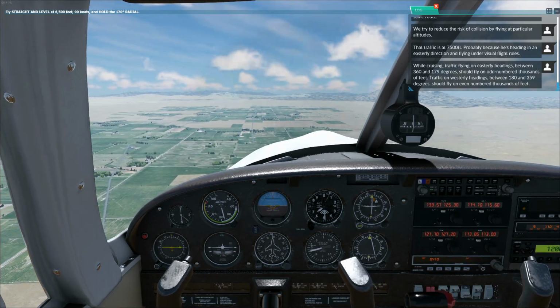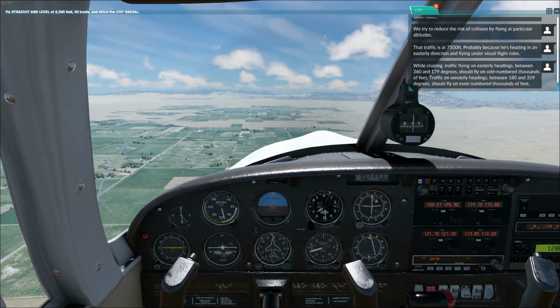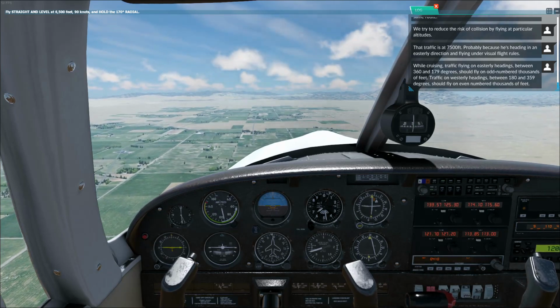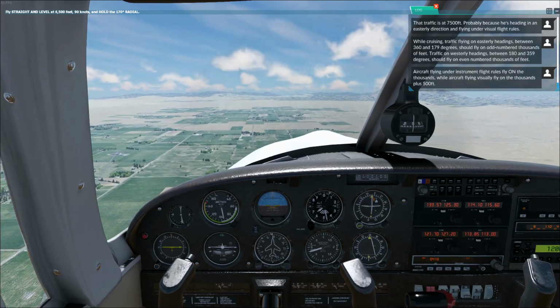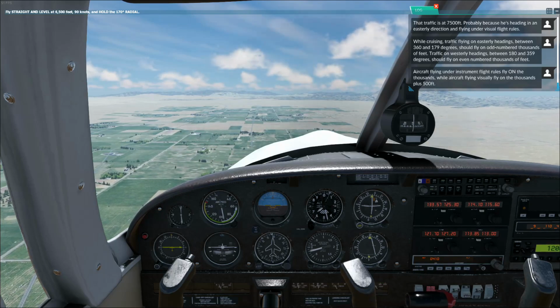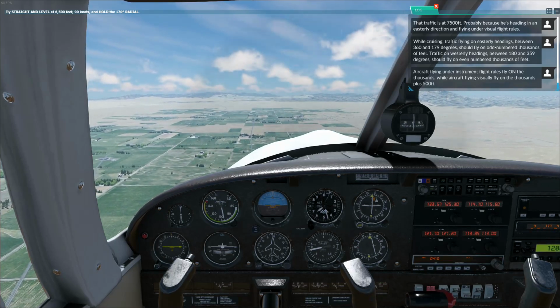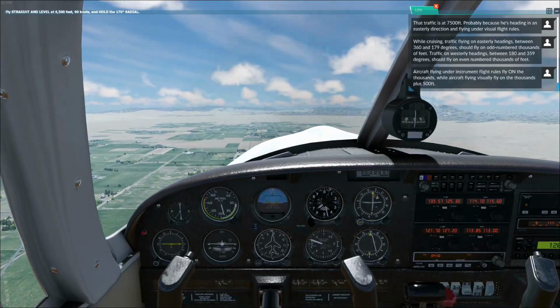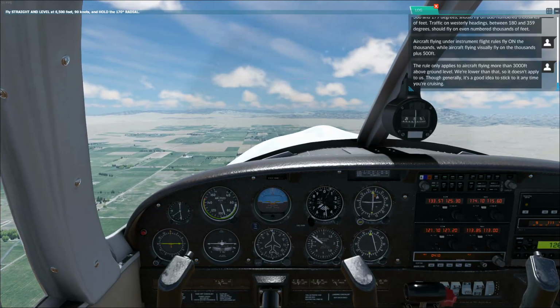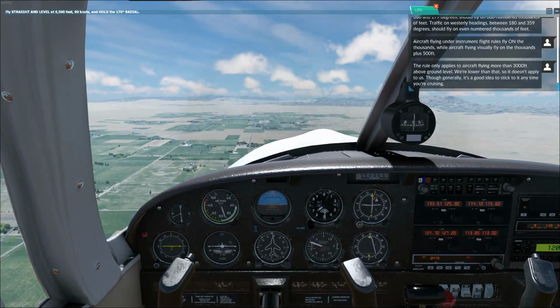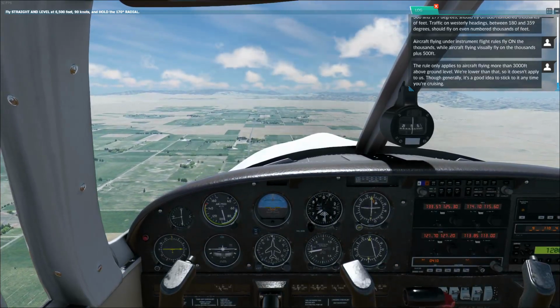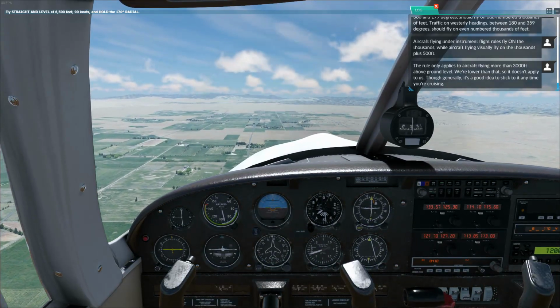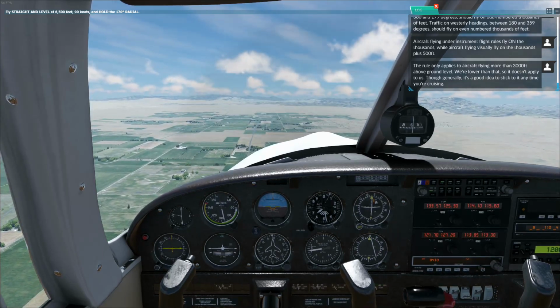Should fly on an even number of thousands of feet. Aircraft flying under instrument flight rules fly on the thousands, while aircraft flying visually fly on the thousands plus 500 feet. The rule only applies to aircraft flying more than 3,000 feet above ground level. We're lower than that, so it doesn't apply to us, though generally, it's a good idea to stick to it any time you're cruising.